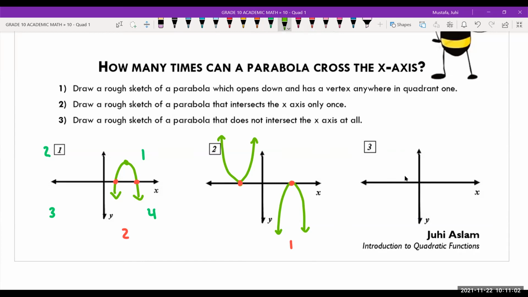Yeah, so I call these the floating parabolas. You can have a parabola that looks like this. You can have a parabola that looks like this. And in either of these cases, will the parabola ever cross the x-axis? The answer is no. In this case, it'll go up forever, and in this one, it'll go down forever. So here is an example where you cross the x-axis 0 times. Okay, so 0, 1, or 2.